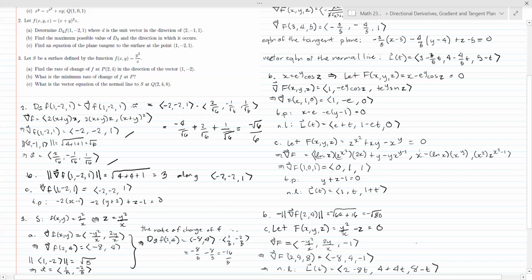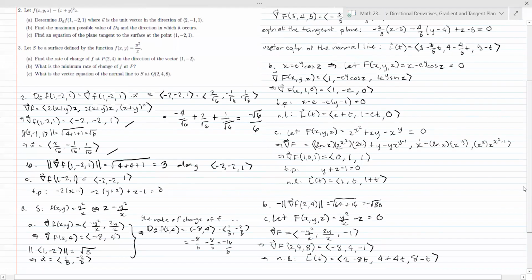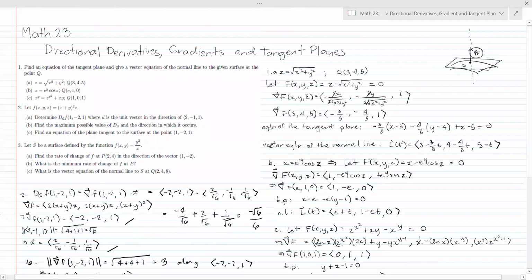Okay. There. So that ends our exercises for today for our topic, directional derivatives, gradients, and tangent planes. So, thank you for listening.